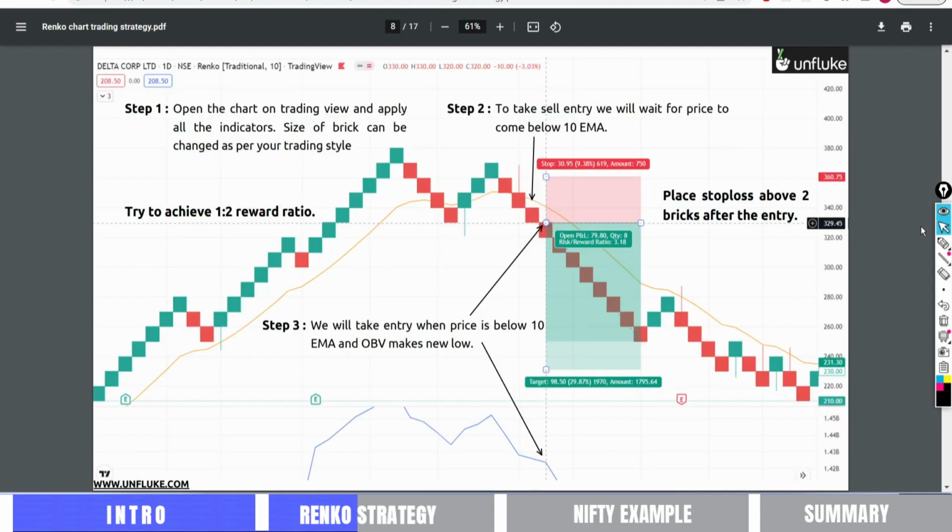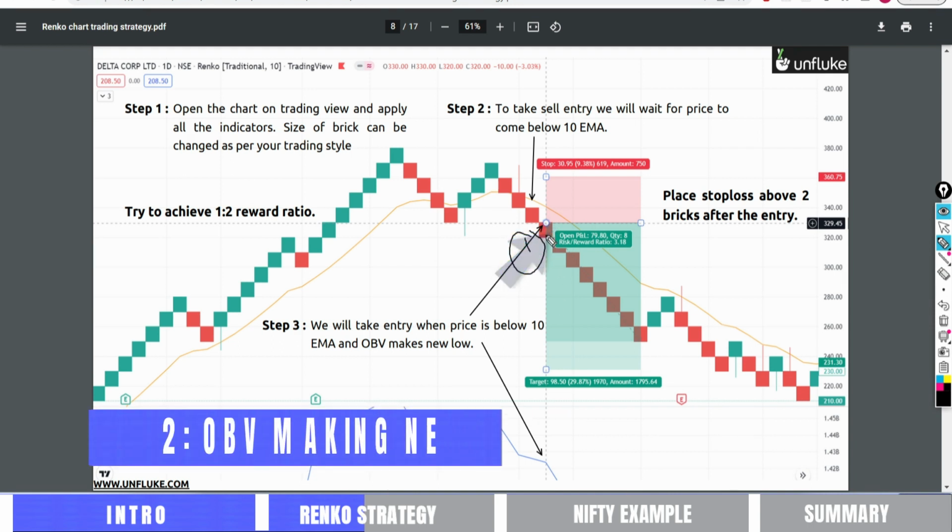So let's take some examples. Let me first show you actually how the selling trade will happen, and then I will give you some examples of Nifty buying and selling everything. So in this case, if I'm going for a selling trade, I am looking for a red brick. So that's the first thing, I'm looking for a red brick.